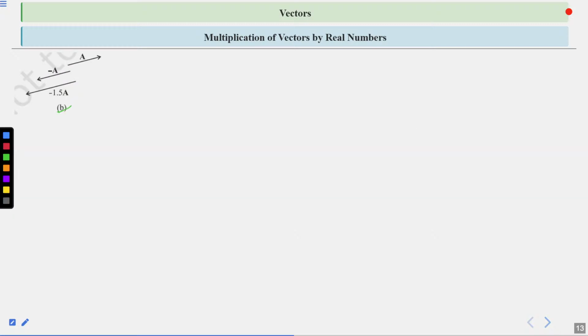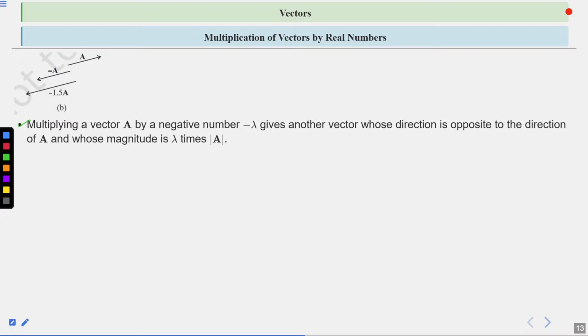Look at figure B. There is vector A, and the second one is minus A vector. What is the main difference between vector A and minus A vector? The direction is opposite. Multiplying a vector A by a negative number, that is minus lambda, it can be -1, -2, -3 and so on, gives another vector whose direction is opposite to the direction of vector A and whose magnitude is lambda times the magnitude of vector A.